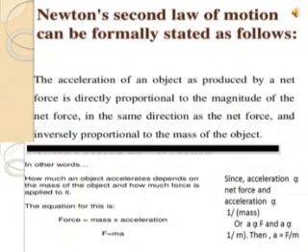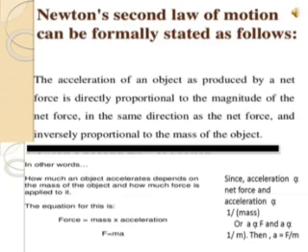Newton's second law of motion can be formally stated as follows. The acceleration of an object as produced by a net force is directly proportional to the magnitude of the net force, in the same direction as the net force, and inversely proportional to the mass of the object. It is one form of Newton's second law of motion.